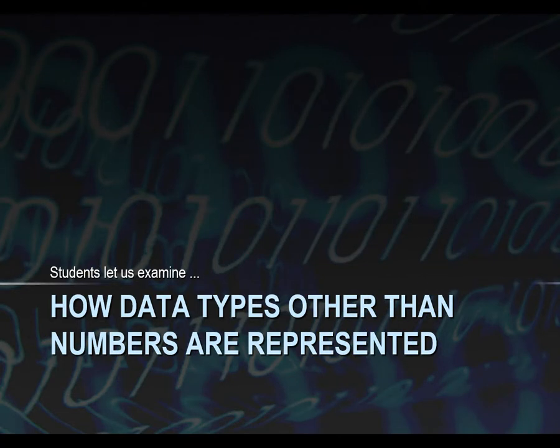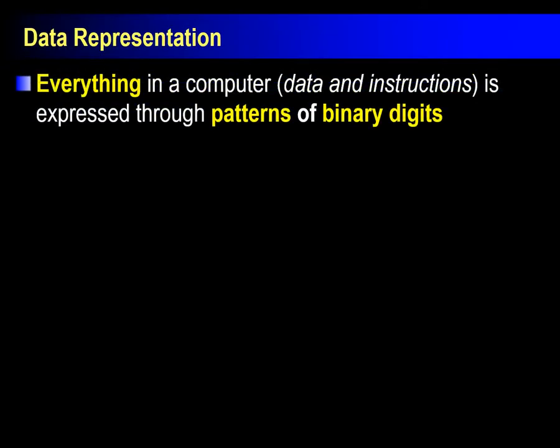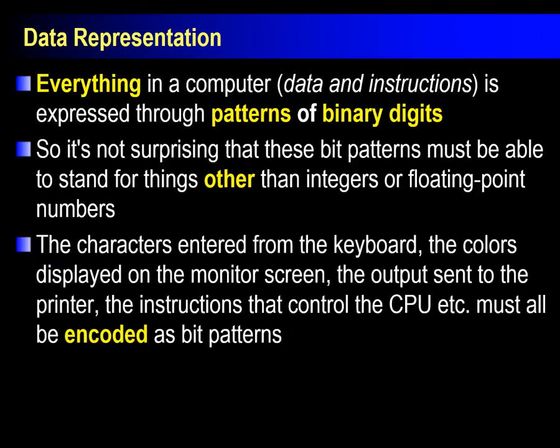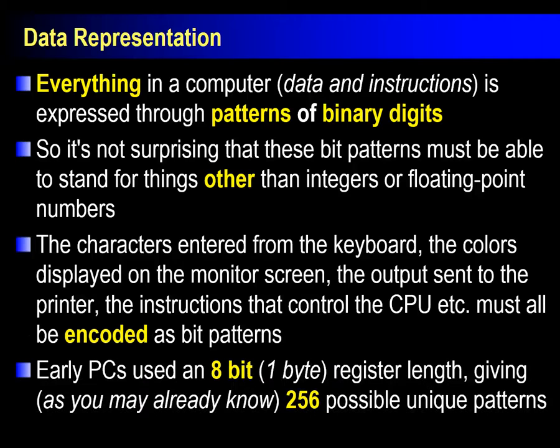Okay, so other than numbers, how are data types represented? We've talked about this, but let's see what I have here. So everything is in that two-state system. Okay? So other than numbers, it's going to need bit patterns to represent other things. So for example, characters are encoded using that lookup chart. Early PCs use an 8-bit or a 1 byte register length, which allowed for 256 combinations of patterns. So again, if we're using just 8 bits, we have a maximum of 256 patterns from those 8 bits.